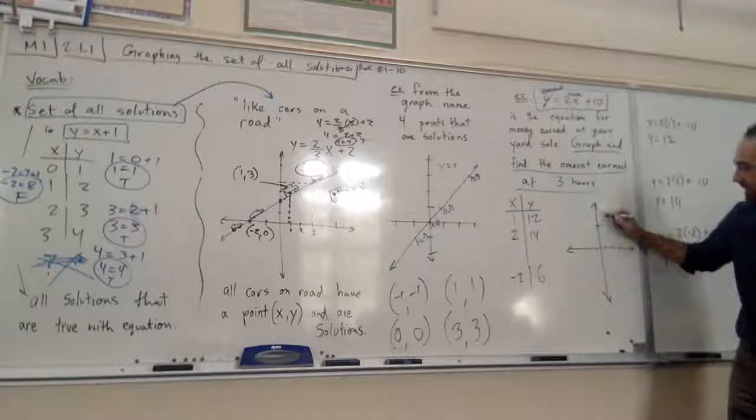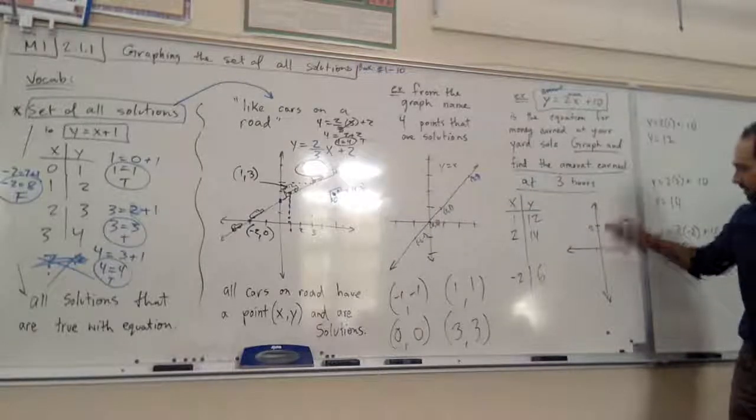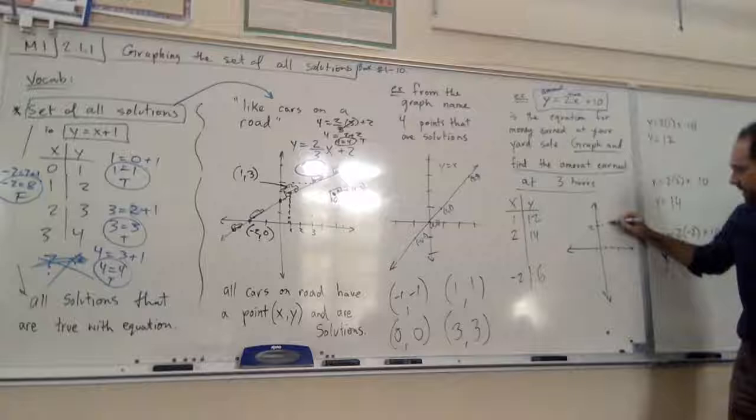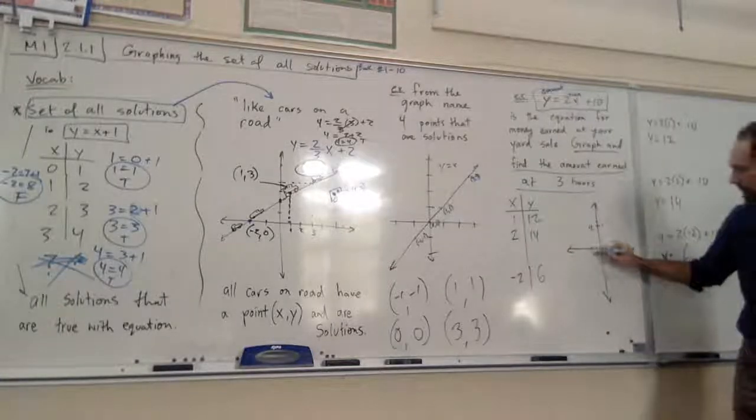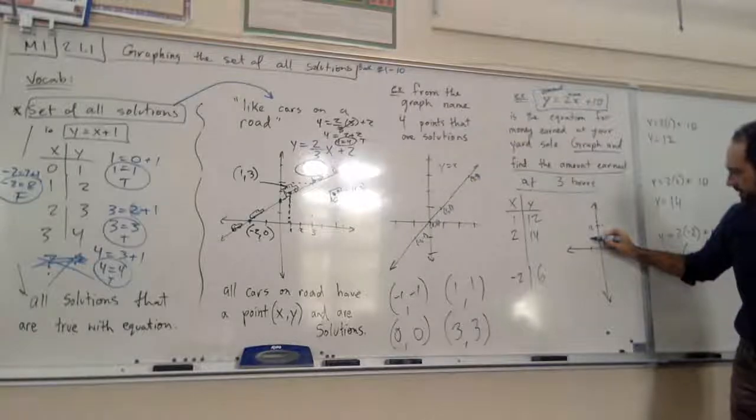Let's say this is 1, 12. We'll go 2, 14. We'll go negative 2, 6. That's about right.